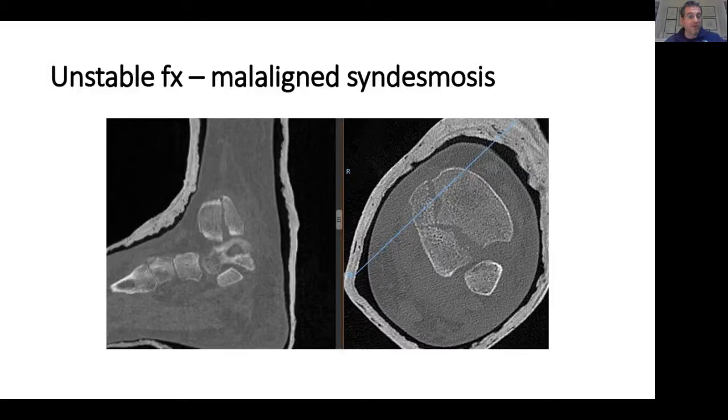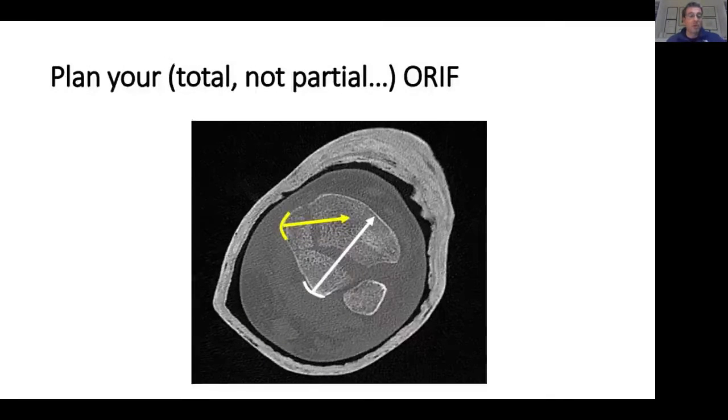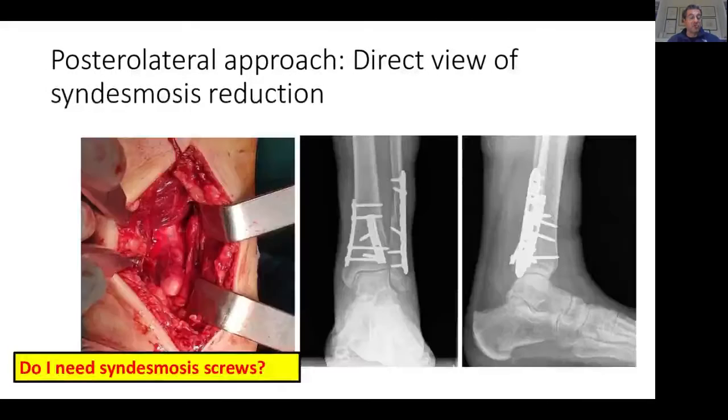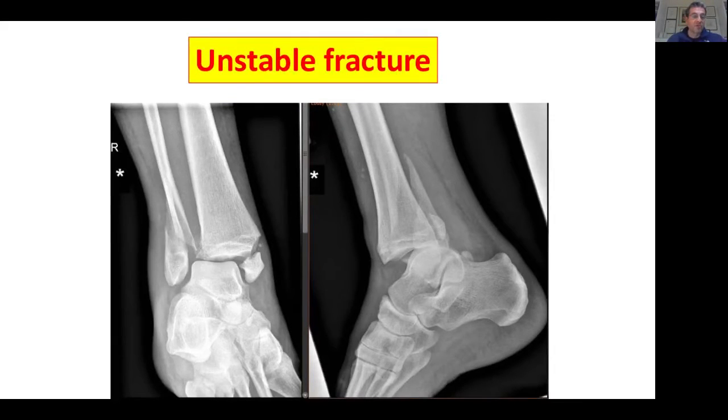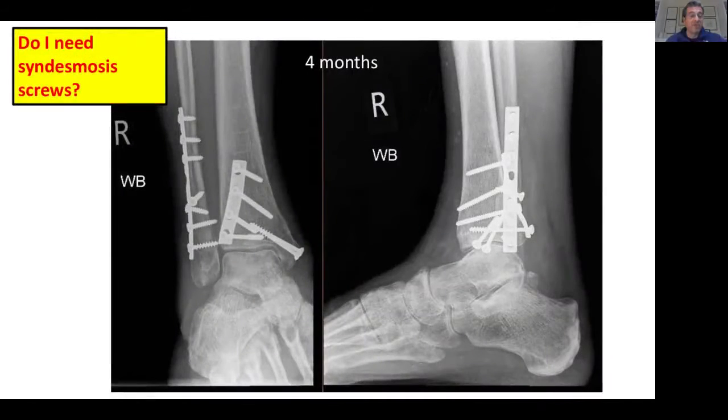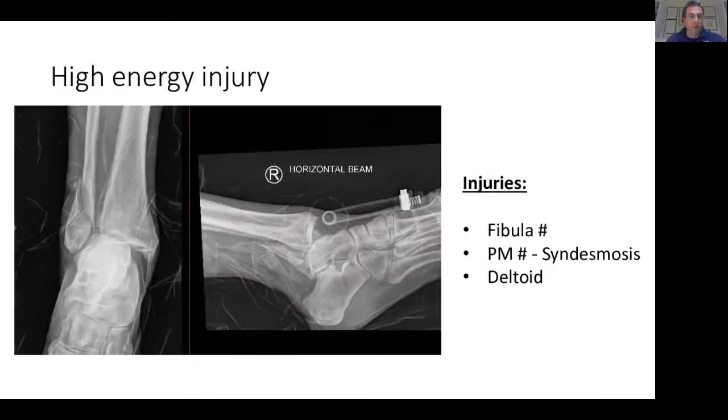And if you fix the bony fragments, this is what you have to do in order to get the fracture reduced, and that will reduce the syndesmosis. And do I need syndesmosis screws now? No, because I have reattached all the ligamentous avulsions back to the main bone, and they will heal at the right length and tension, and I can assess my syndesmosis through the posterior approach. Again, another unstable fracture. You fix the bony fragments anatomically, so do a total, not a partial, open reduction internal fixation, and you don't need syndesmosis screws.